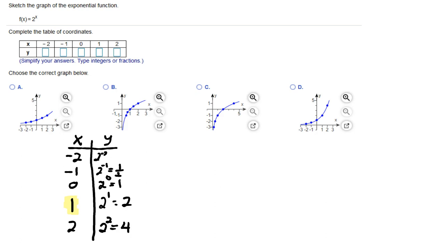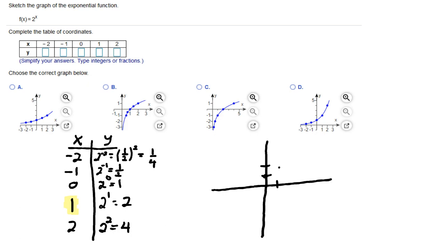And we have 2 to the -2. So we've got a negative, so it's going to be reciprocal, but this time I still need to square it. 1/2 squared would be 1/4. I'm going to plot these points, and my points are (0, 1), (1, 2), (2, 4), (-1, 1/2), (-2, 1/4), and I'm going to connect these points. These points seem to connect very easily, nice and smooth.